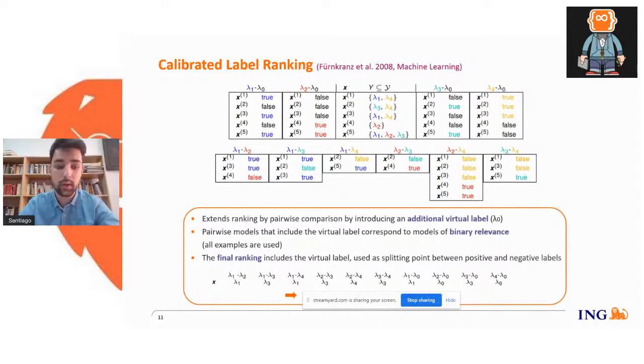For binary relevance models, although we only have one label to give a vote, it's like we are adding a virtual label, lambda sub 0, which is going to be later used as a splitting point between present labels and absent labels. So at the end, we have again a ranking among the labels and also a hard classification, as I told you. For example, label 3 and label 1 score higher than the virtual label, and that's why they are the ones that are finally classified as positive labels. In addition, we know that label 3 was preferred to label 1 in case we just want to give the most preferred label.